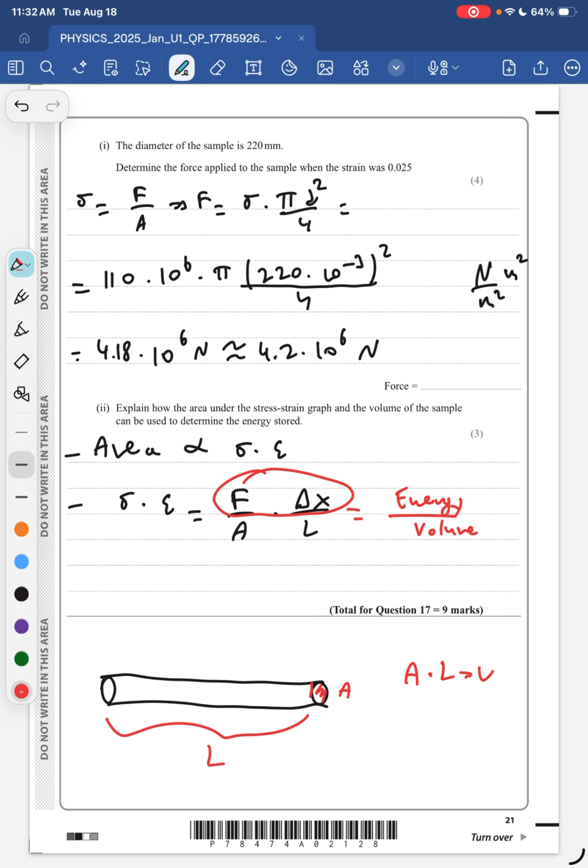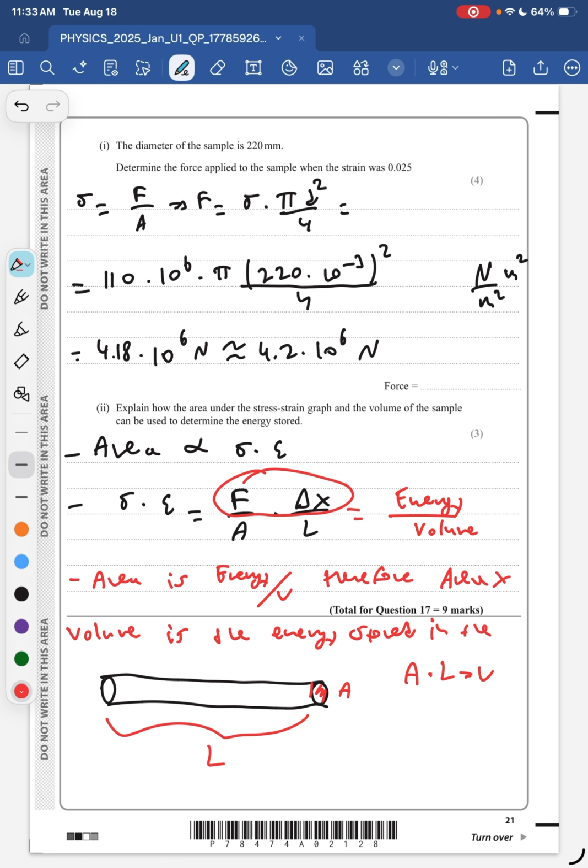Wait, that's not the answer. Explain how the area under the stress-strain graph and the volume of the sample can be used to determine the energy stored. Okay, so we can then write that the area is energy over volume. Therefore, area times volume is the energy stored in the sample. Okay, that's the answer. And let's move on. I think I discussed this. If you go watch my video on stress strain, search my channel and you will find it. So let's move on.